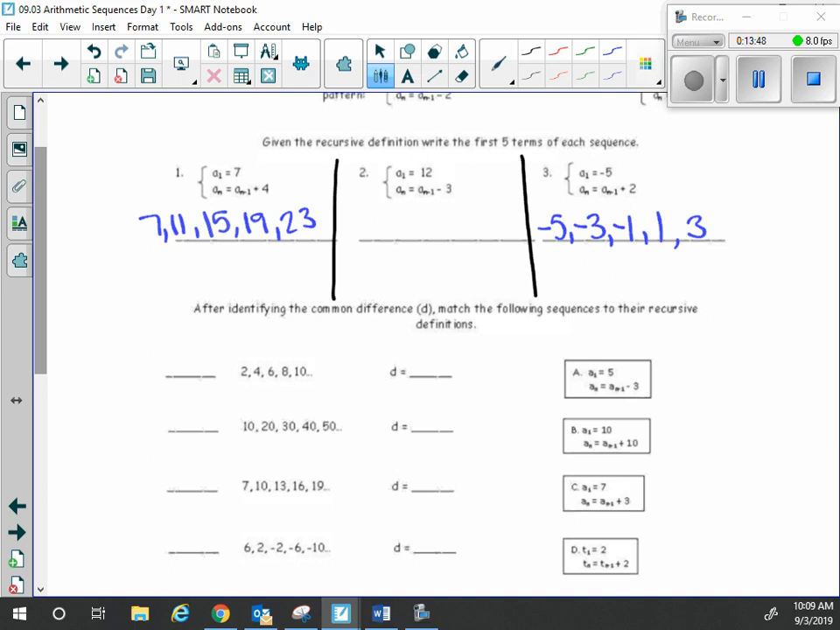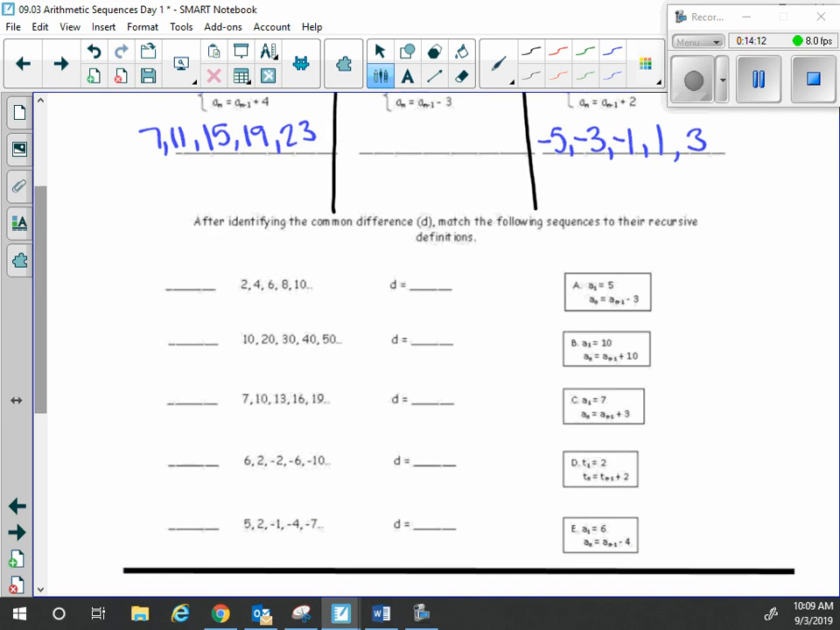at this point, when I look at my recursive rule, what 2 important things does it give me? So think back to when we first started. What 2 important things does my recursive rule give me? Sam? The rule and what A is. Okay, so my first term, and then the common difference, the rule, like what's happening every time.